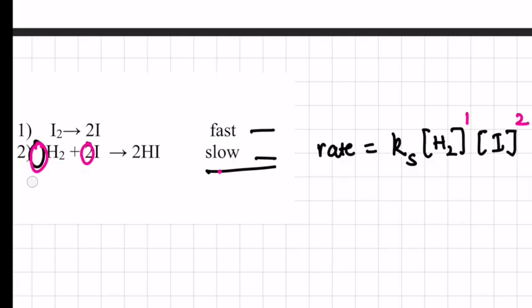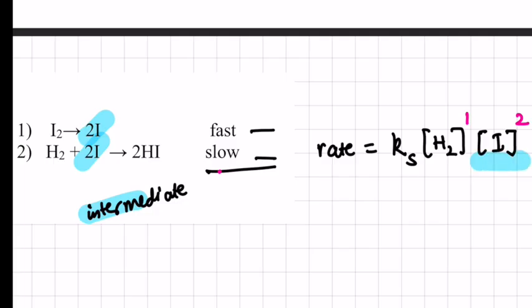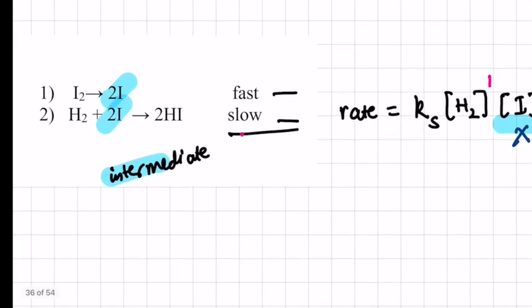Now I go and check if this rate law has any intermediates. Does this mechanism have any intermediates? Well, this I is produced in step 1 and used up in step 2. So that makes I an intermediate. So I cannot have this intermediate in my rate law. I need to get rid of this intermediate I. So what will I do?